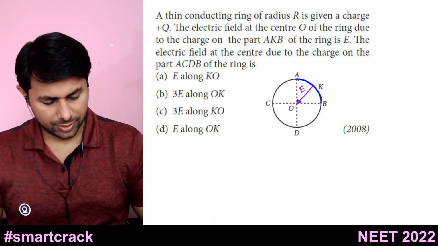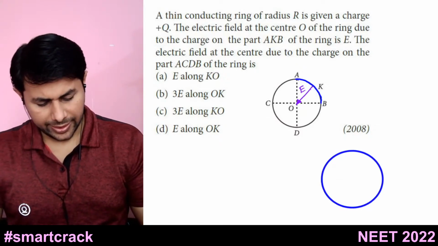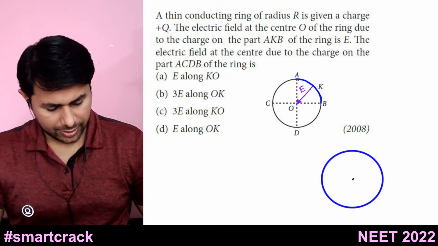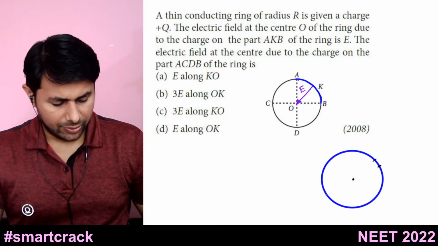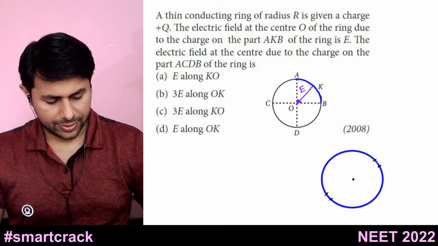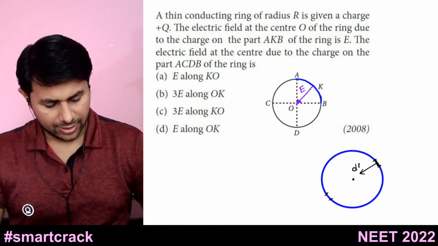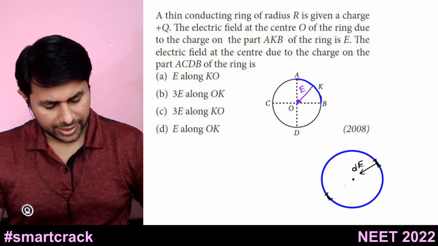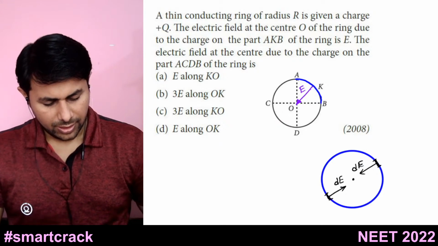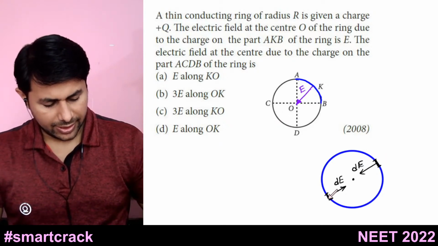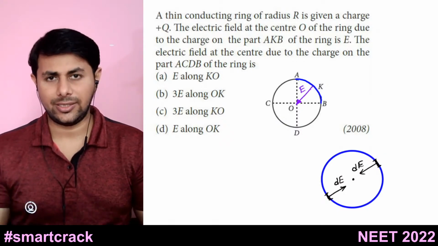if you take any point, this is center, you take some segment over here, you will have a segment in the opposite direction. So there will be electric field due to this segment, which is directed like this. The electric field due to this segment will be directed like this. So what will happen? The electric fields due to this segment and this segment are equal in magnitude, opposite in direction, so it gets cancelled out.